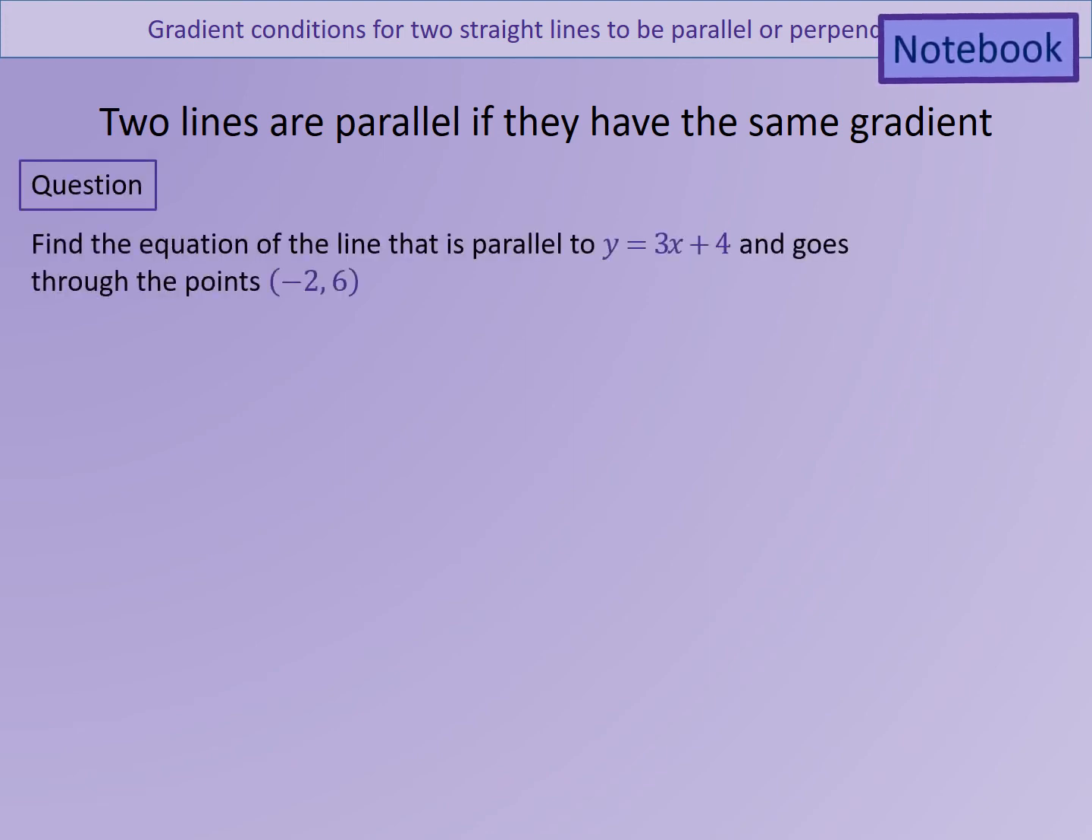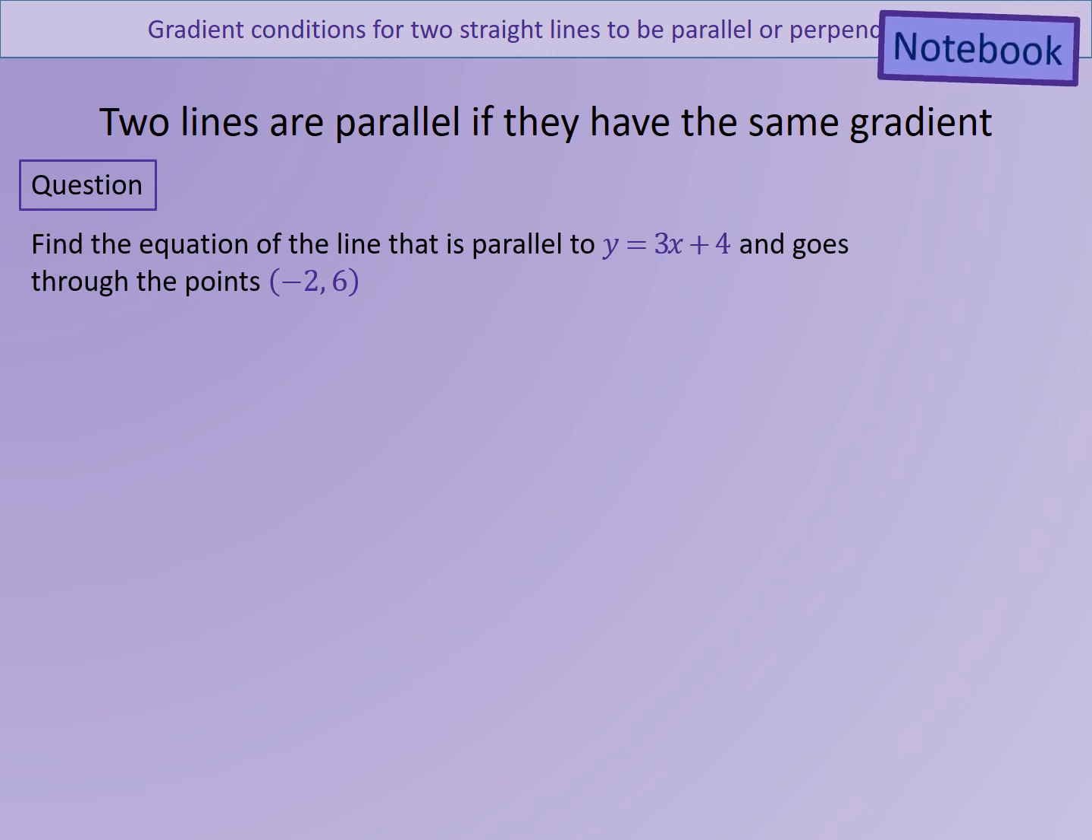So a question: find the equation of the line that is parallel to y equals 3x plus 4 and goes through (-2, 6). So very similar style question to what we've already seen, but new information as it arises we can introduce into the questions that I'm giving you. So where's our starting point? Well, I want the equation of the line. So what do I need if I want the equation of the line?